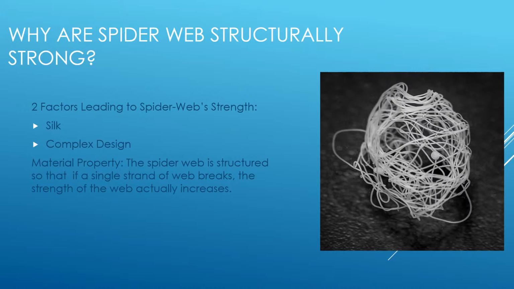The second factor is the complex design of the spider web. The spider web is structured so that if a single strand of the web breaks, the strength of the web increases. If a larger force is applied to one part of the spider web, the silk in that part of the spider web becomes stiff, and one or two threads break while the rest of the web stays intact.